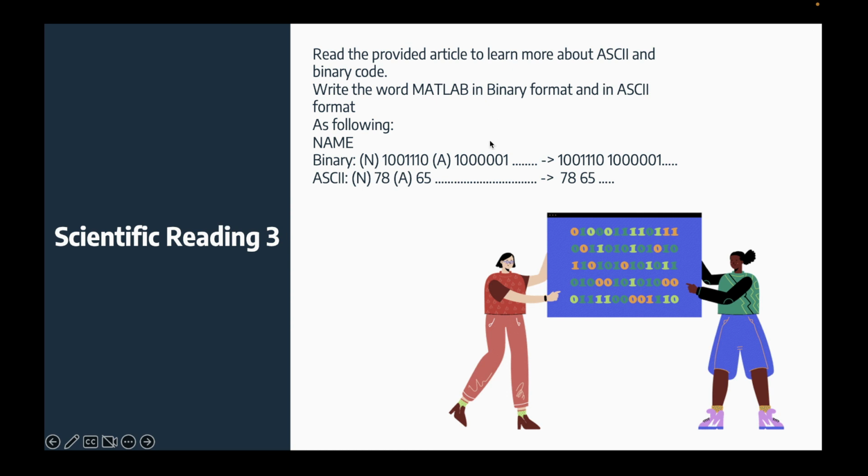Let's say we want to change the word name, N-A-M-E, to binary. N would be represented as 1001110. A would be 100001. That's in case we are changing the word name into binary. Then you put them all together in one line. Do the same thing for the word MATLAB. And for the ASCII, N is represented as 78, A as 65, and so on. So I think you get the idea.